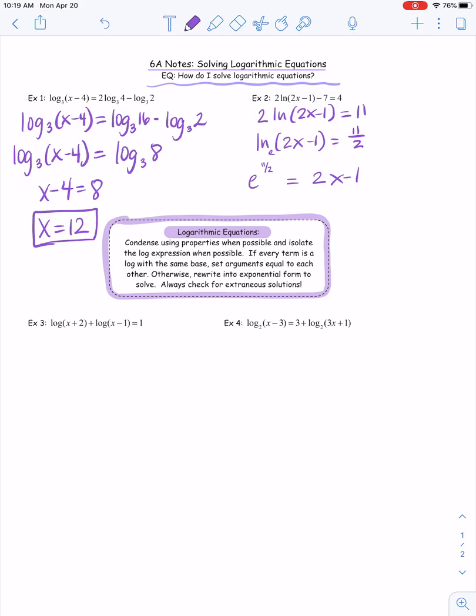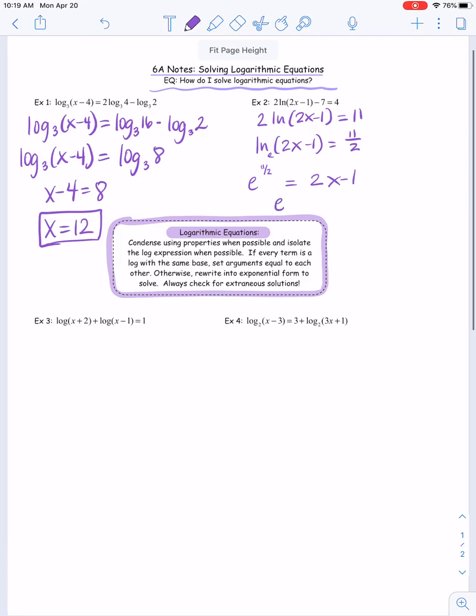Now I'm still going to solve for that variable of x. So I can add the 1 over. Remember, e is a number. E is not a variable. So e to the 11 over 2 is a number, and I can add 1 to it. E to the 11 over 2 plus 1 is going to equal 2x. And then the last thing I need to do is just divide by 2.